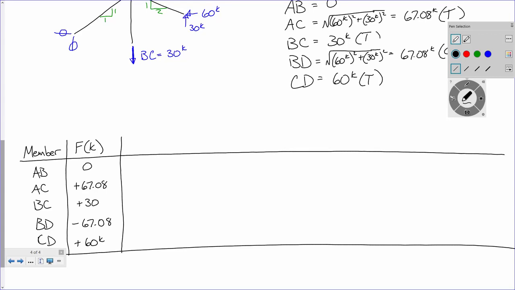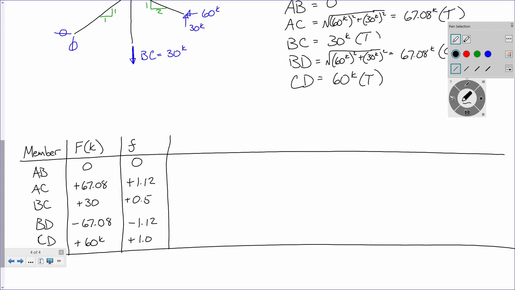Now, technically, I need to do another virtual analysis where I take a 1 kip load, put it at B, and do that all over again. But since the truss I just did already had a 1 kip load at B, how can I determine my virtual forces? I can take each of these numbers and divide it by what? 60. All right, so you all have calculators. You tell me what those are. That makes that minus 1.12.